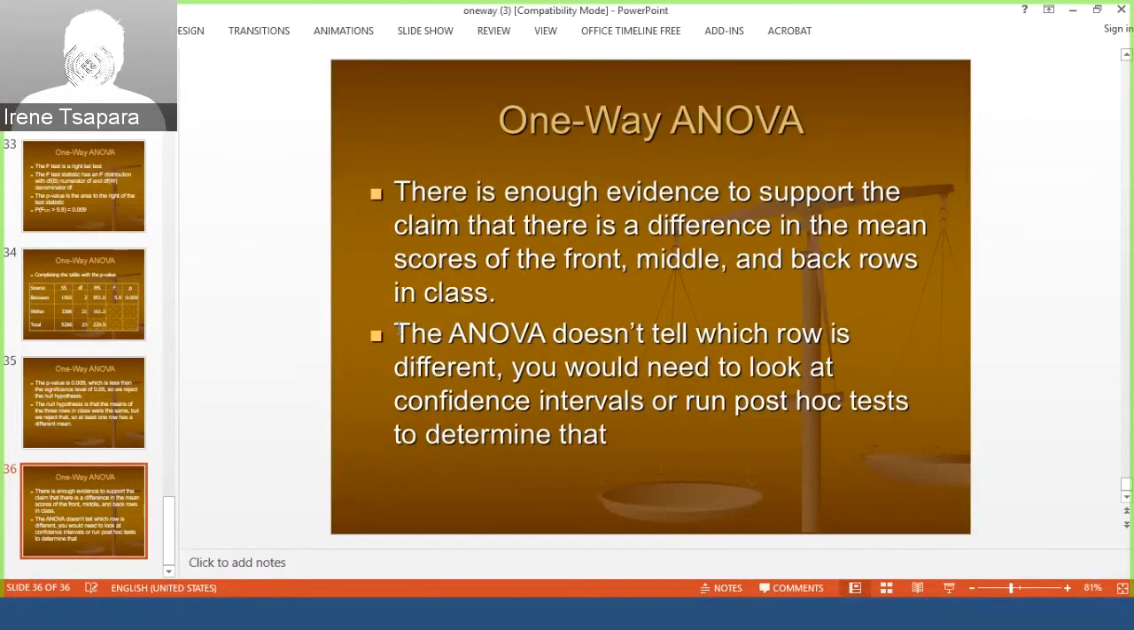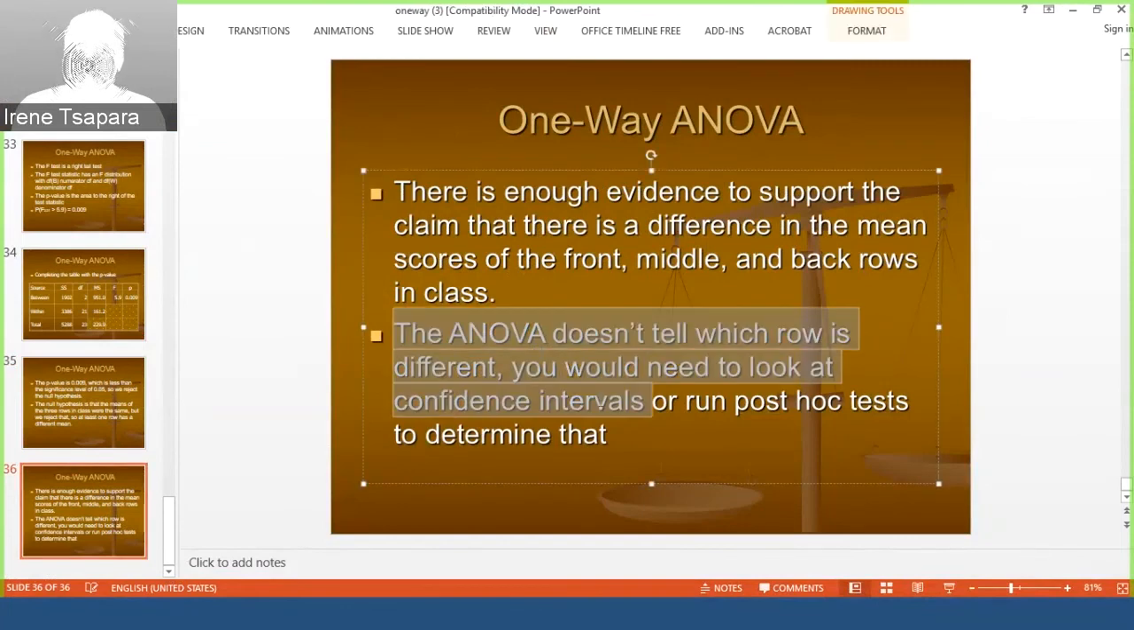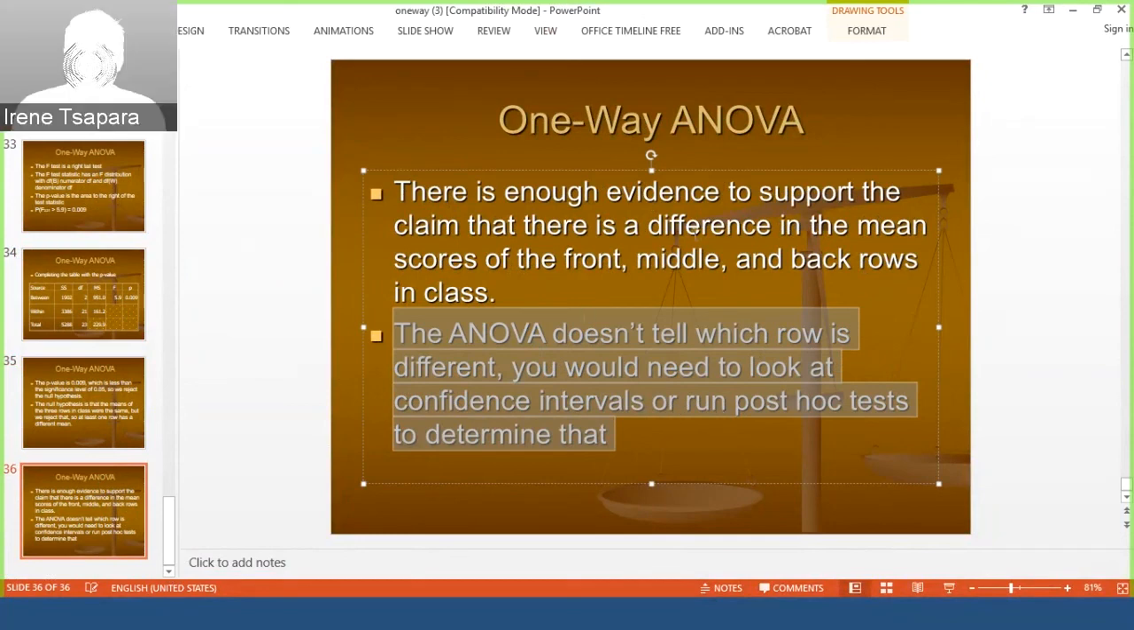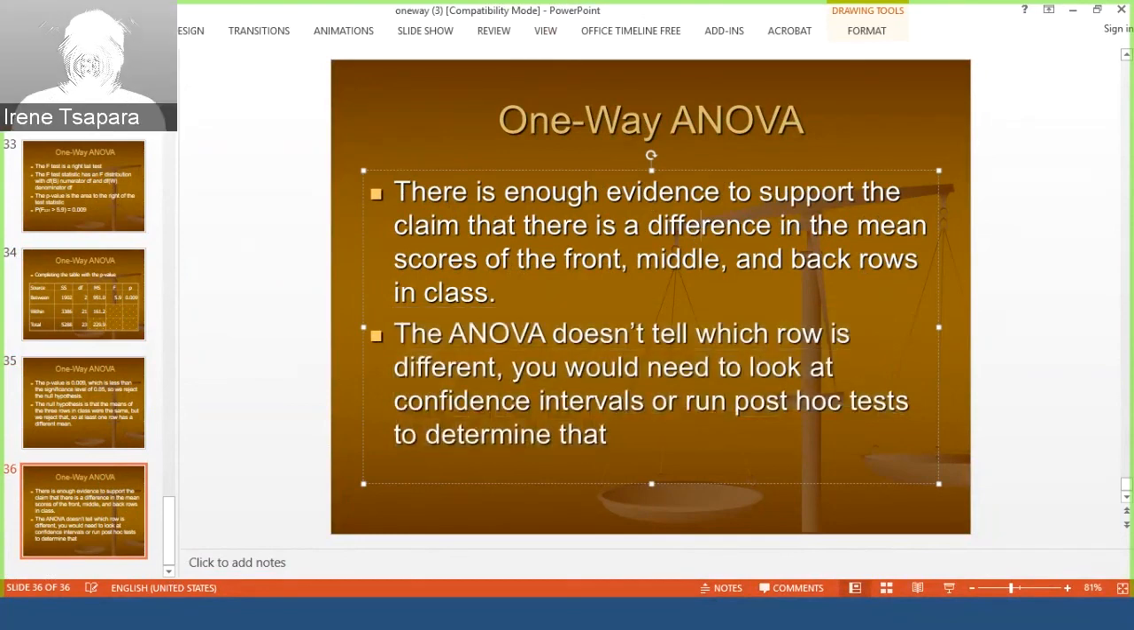As I said before, one thing that you really need to remember is the ANOVA doesn't tell which row is different. You would need to look at the confidence intervals in order to do that. Any questions on that? Does it make sense, the steps that you are taking?